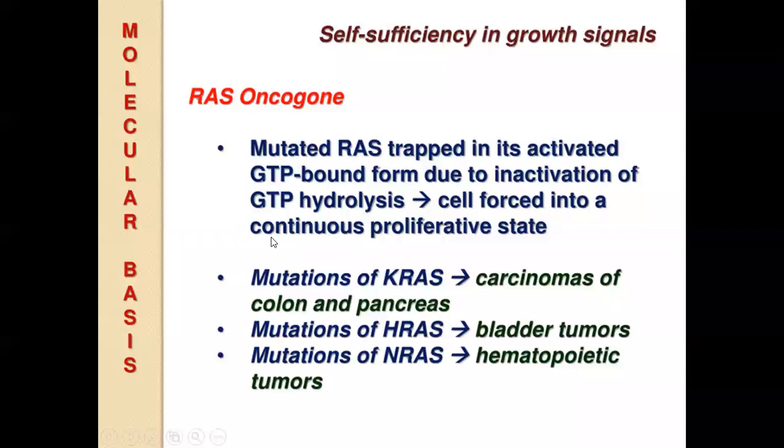And what are the examples of mutation of KRAS? The carcinoma of colon and pancreas, as we said earlier. The mutation of HRAS is seen in bladder tumors, and the mutation of NRAS is seen in hematopoietic tumors.